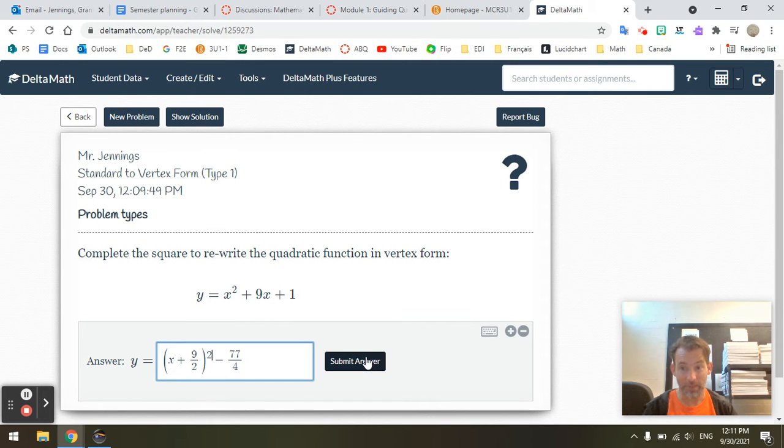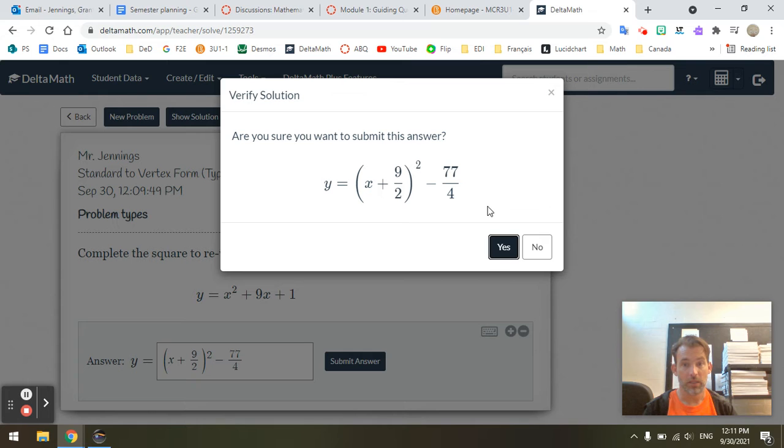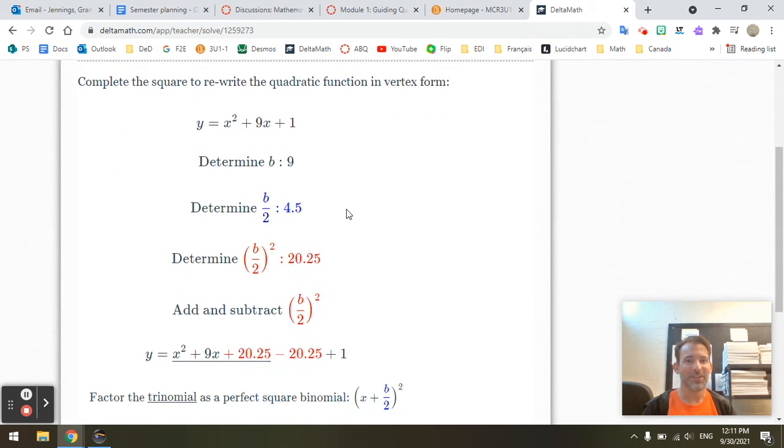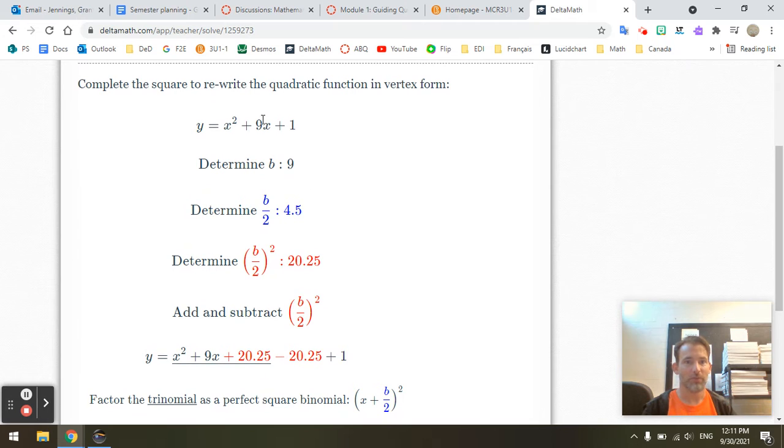Let's see if I'm right. I didn't do this on paper. I just did it in my head. So let's say yes. I got it. Okay, cool. So let's take a look at the solution. First, you determine b. It's 9. Half of that is 4.5. Square it, it is 20.25.